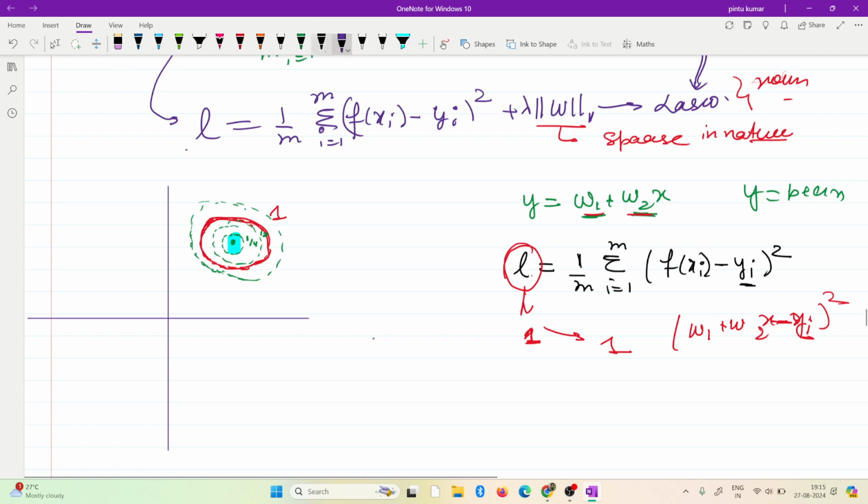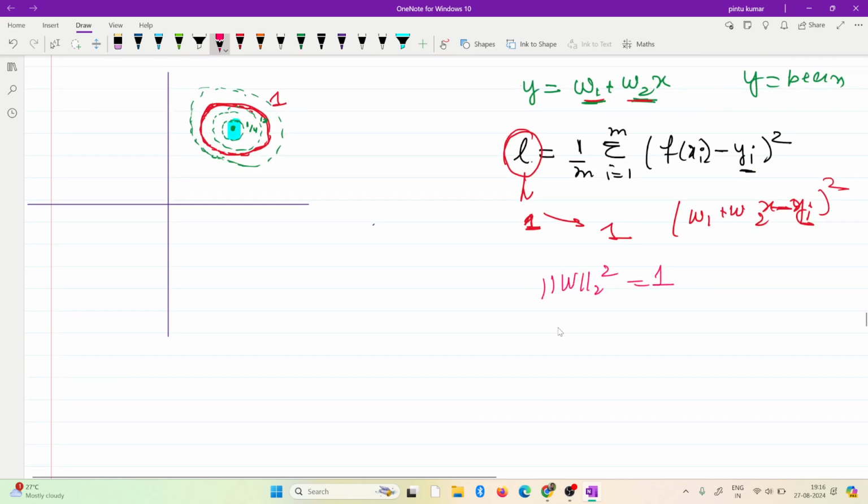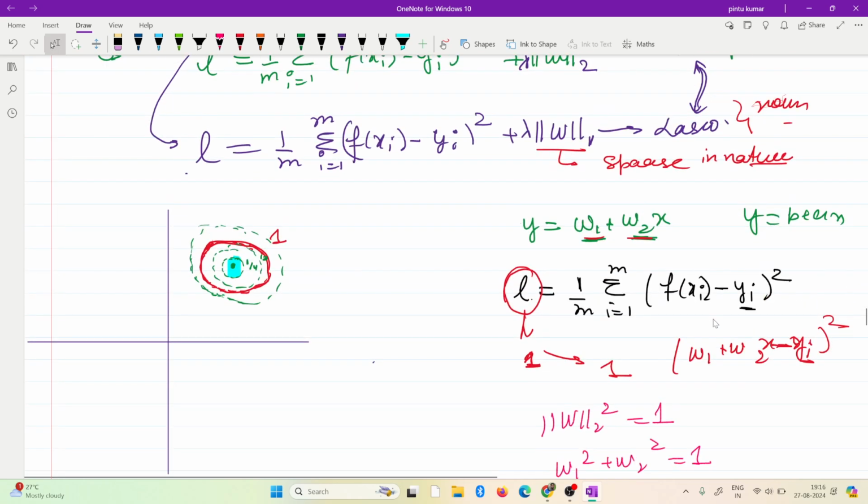But now I want to include regularization. Let's say L2 regularization first. If you remember, if you want your L2 norm to be 1, this looks like the circle that we did in, I think, the first or second class. This is easy to see: W1 square plus W2 square is equal to 1, right? So this would be a circle, something like this.